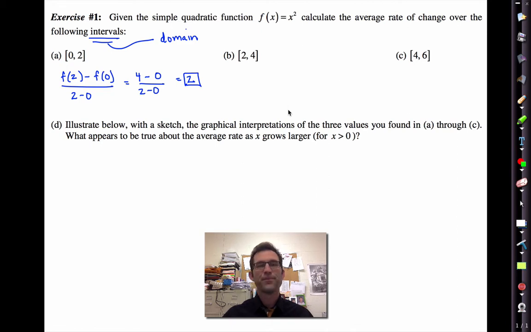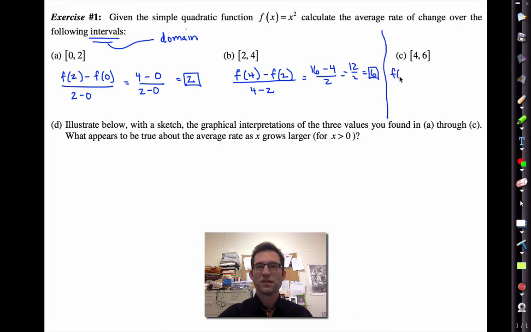All right, let's go through it. So again, just blindly applying the formula, I want to find the change in f, which I'll get by f of 4 minus f of 2, divided by 4 minus 2. f of 4 is 16, f of 2 is 4, divided by 2. That gives me 12 divided by 2, that gives me 6. For letter C, f of 6 minus f of 4 divided by 6 minus 4. 36 minus 16 divided by 2 gives me 20 divided by 2, and gives me 10.